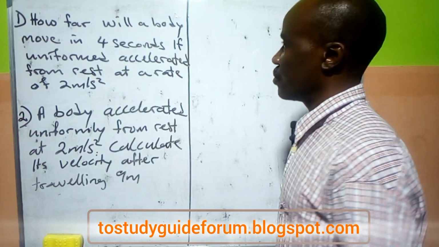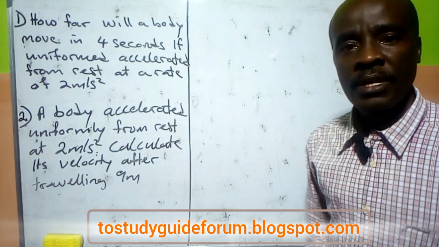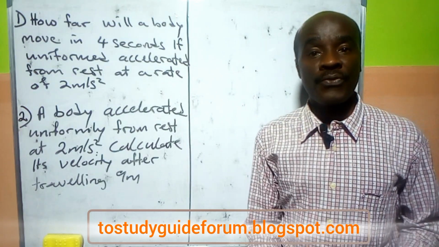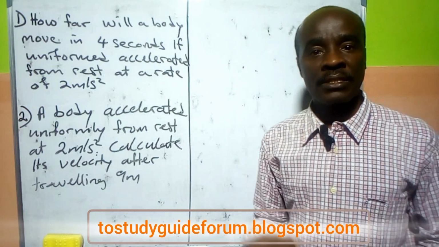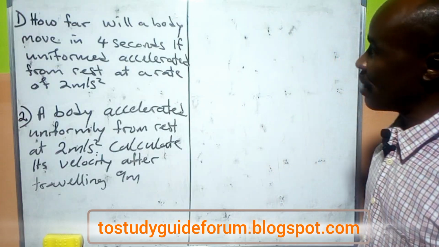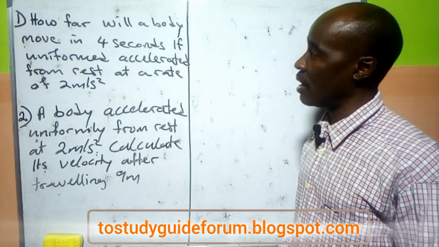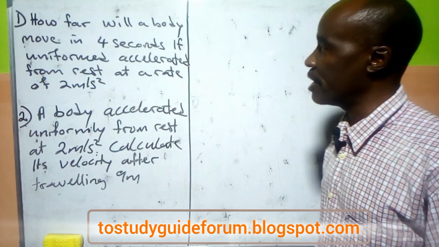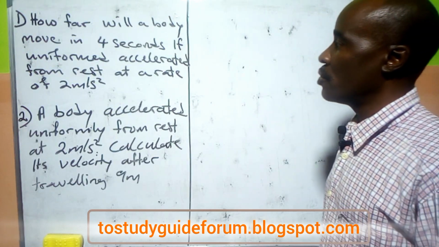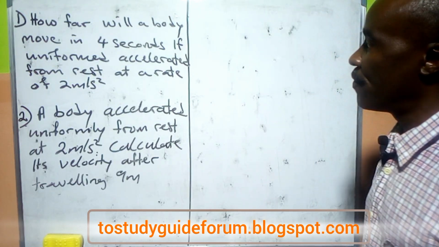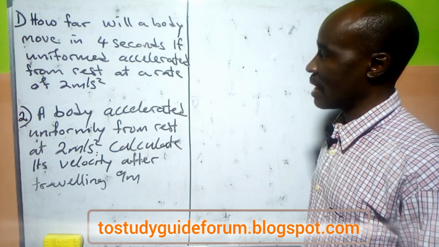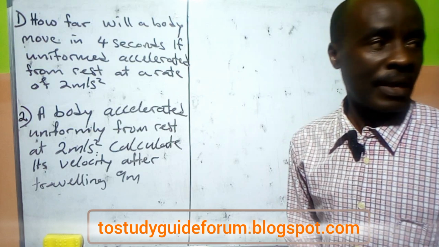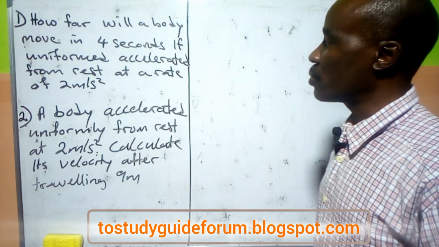Hello, in this class today, we are going to be handling calculations that associate with uniform accelerated motions. Our first question is: how far will a body move in 4 seconds if it is uniformly accelerated from rest at a rate of 2 meters per second squared? That is what we are looking at.